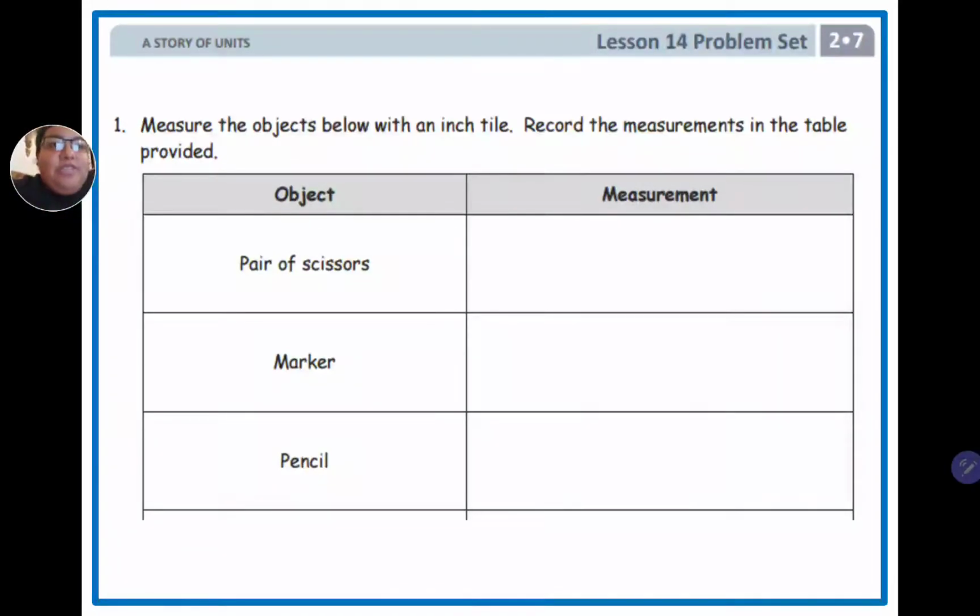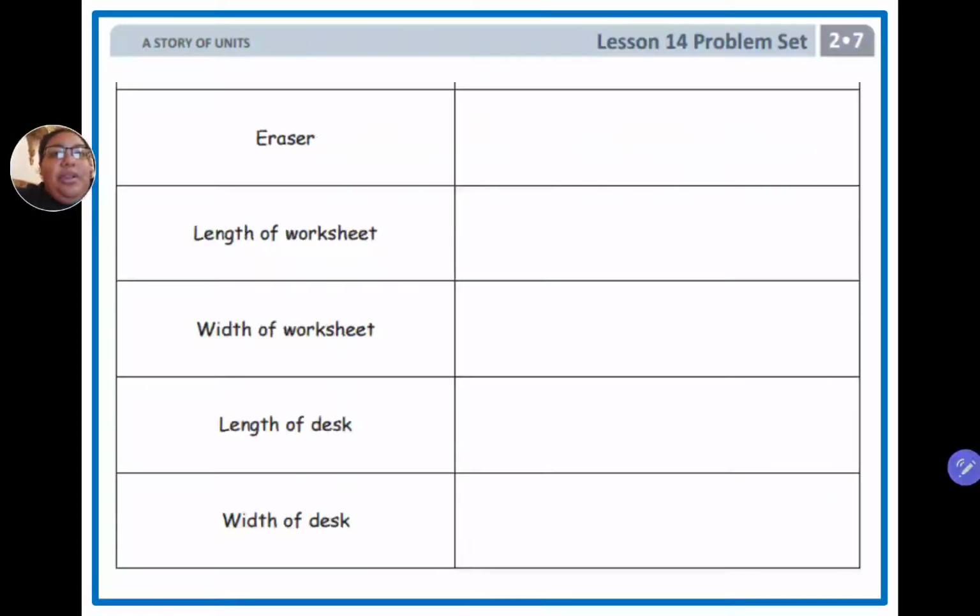So your problem set should be fairly easy. It says measure the objects below with an inch tile. Now remember, we don't have an inch tile, but we do have a finger. Record the measurements in the table provided. Obviously, you're going to have different scissors at home. You're going to have different markers, a different pencil, a different eraser. Worksheets, you should have the same. The width as well. Length of desk. Width of desk. Now, for the desk, you can go ahead and measure a chair. That's what we'll give you, a chair. So it'll make it easier for you.